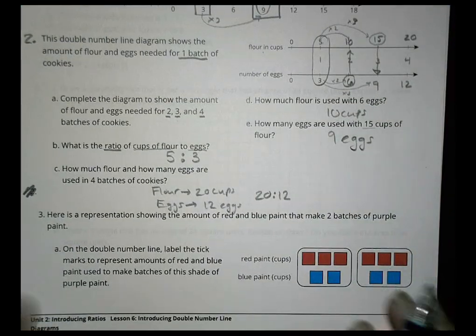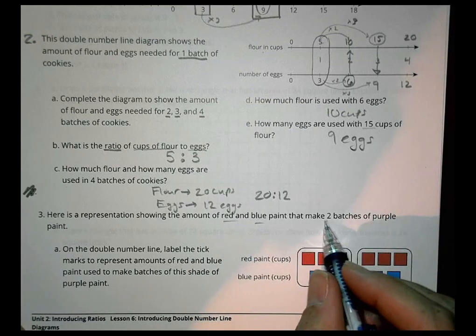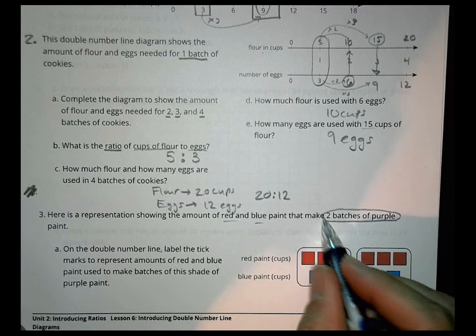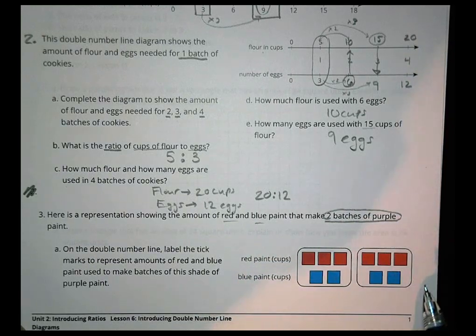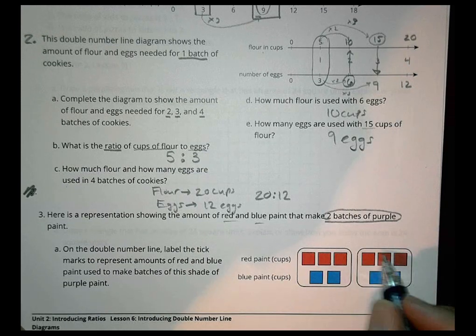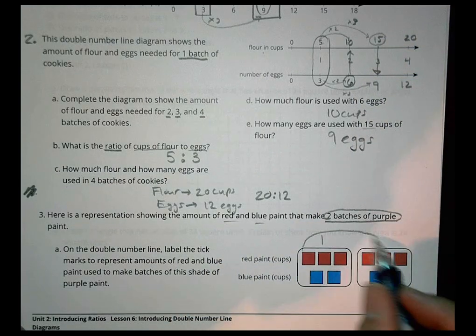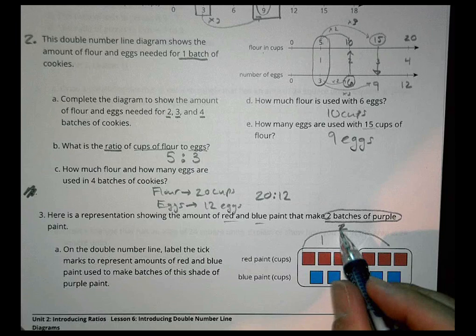Number 3. Here is a representation showing the amount of red and blue paint that makes 2 batches of purple. So notice this is 2 batches, right? On the double number line, label the tick marks to represent the amounts of red and blue paint used to make batches of this shade of purple paint. Well, this is 2 batches, so by itself that's 1, and the whole thing combined becomes 2. So keep that in mind there.